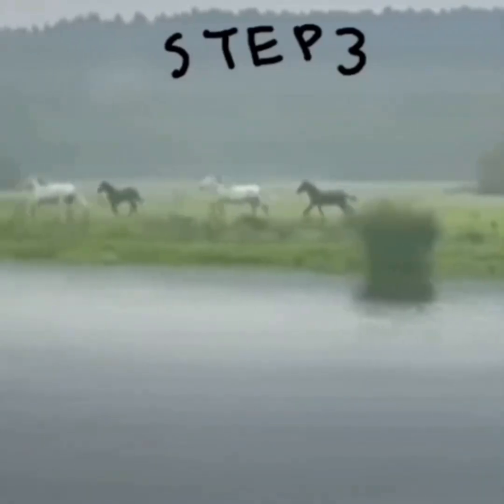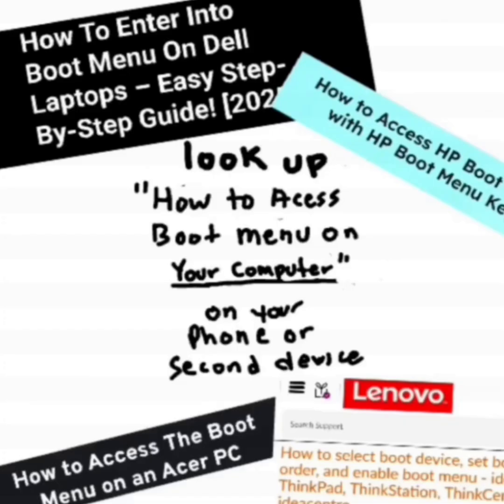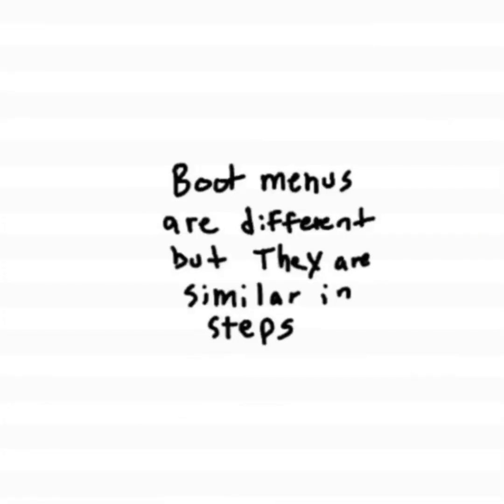Step 3. Exploration. With the USB still attached, look up how to access your boot menu on your specific device. You can look up that information on YouTube or on the internet. It should be pretty simple. You can look it up using your PC or laptop or your phone. Boot menus are different looking, but they have similar steps.